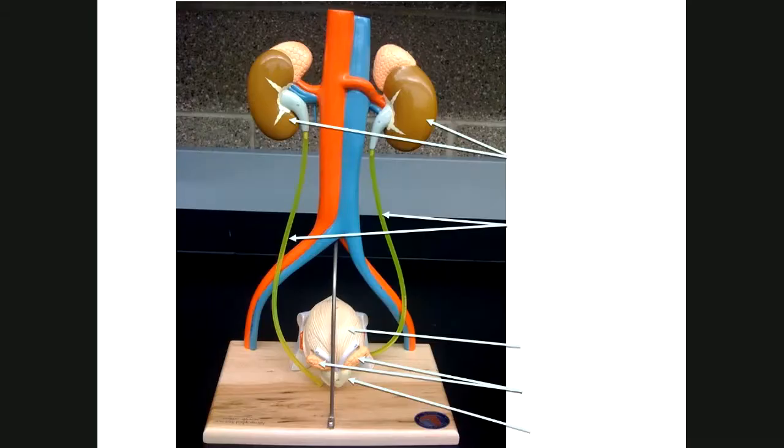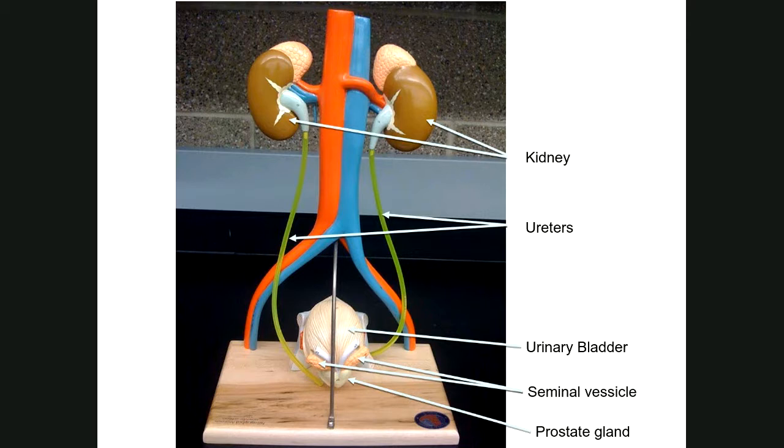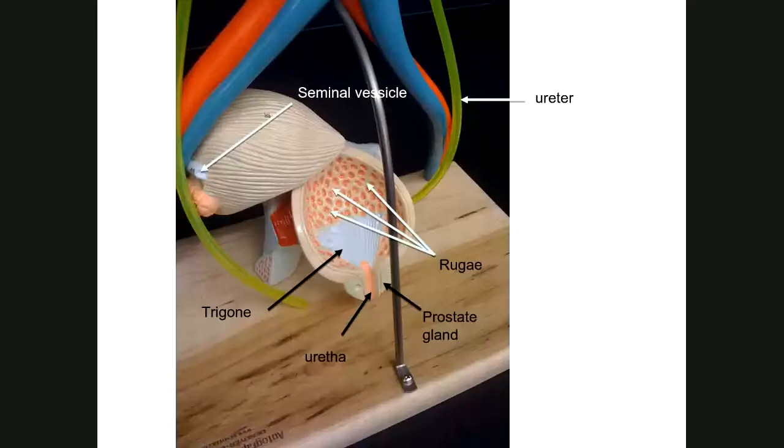So again, this is a male, so we can see some male structures down here, but you can still see the kidney, you can see the ureters, you can see the urinary bladder. If you open up this model, you can see what we were talking about. There's the rugae. There's our trigon.